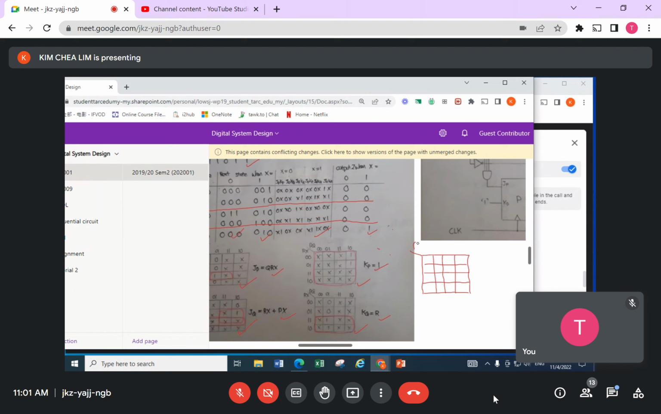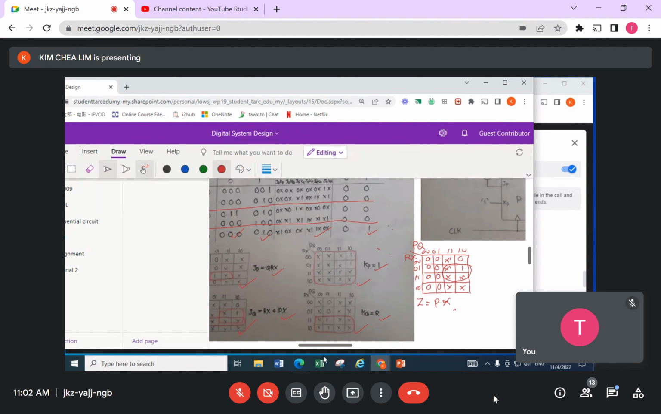So PQ. So I have a 1, 2, 3, 4. 1, 2, 3, 4. But don't forget, I have a few don't cares over here. Because of this don't care, I do this looping that makes my P here become PX, same as the Z. All right, so this is the part that we need to do.